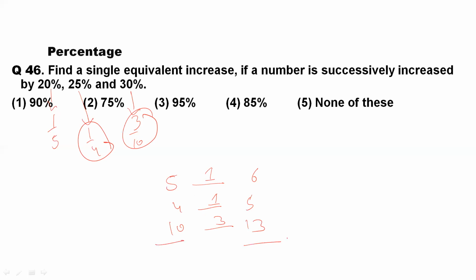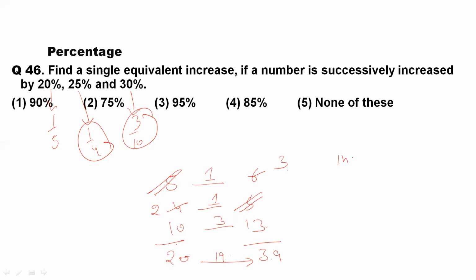Now let me calculate. 5 cancels out with 5. 2 2s are 4, 2 3s are 6, right? It will become 20. This will become 39. Now 20 is going to become 39. That means we can calculate the increment, and the increment is 19 units, right?